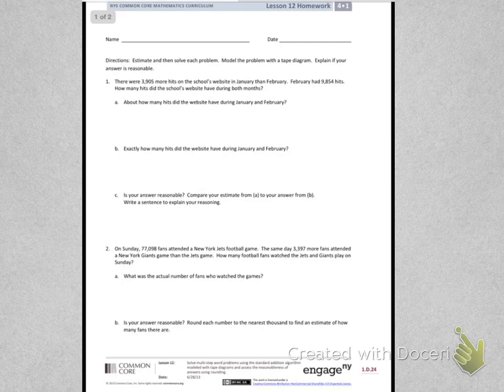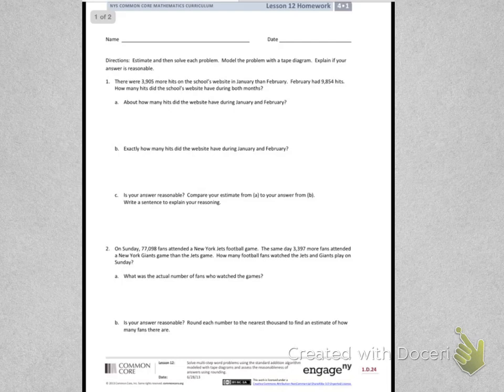Number 1. There were 3,905 more hits on the school's website in January than February. February had 9,854 hits. How many hits did the school's website have during both months?